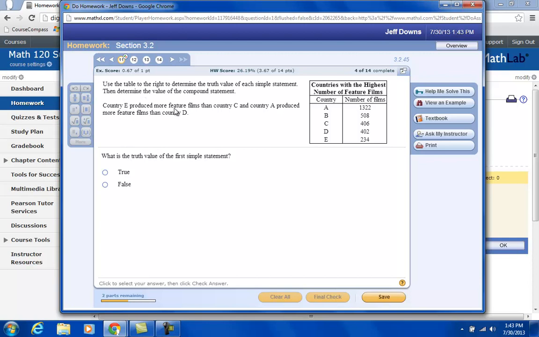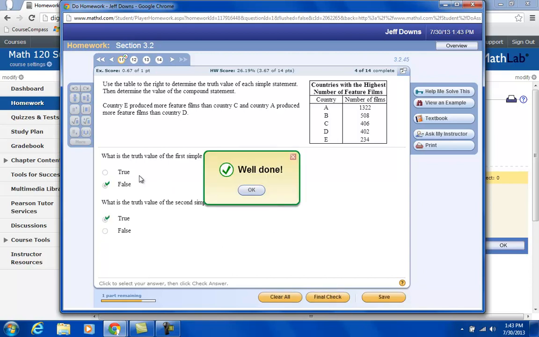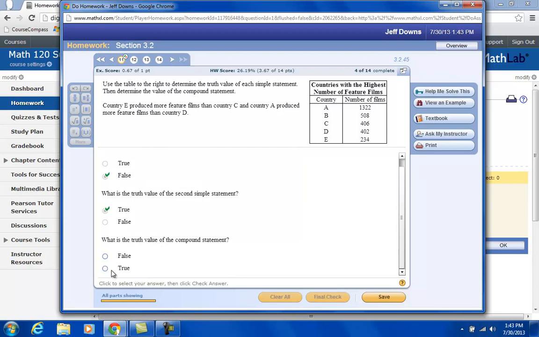Country E produced more feature films than C, so E's more than C. E more than C is false, because C had more. And then, final check on that. And then, how about the second part? Country A produced more feature films than D. Does A have more than D? Yes, it does. So what we have is a false and true situation. False and true is still false. Yay.